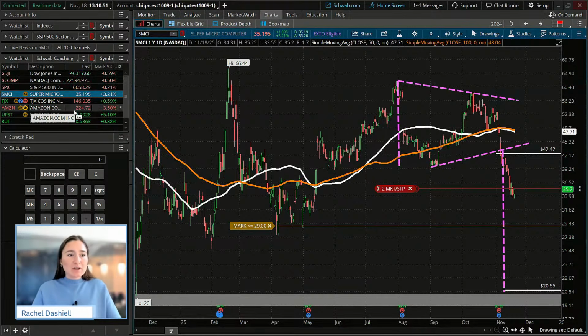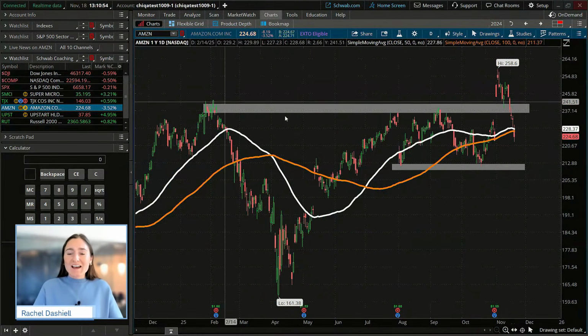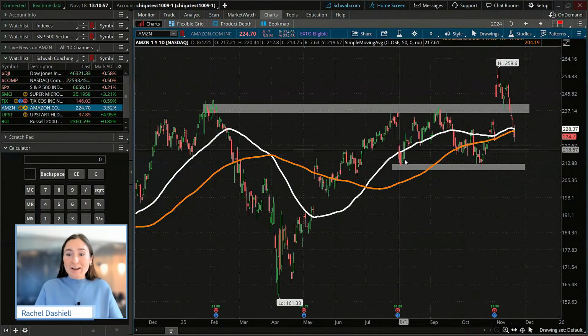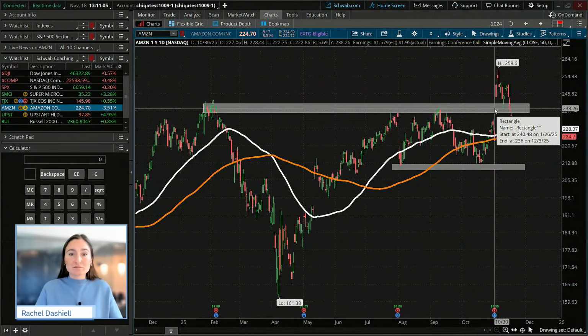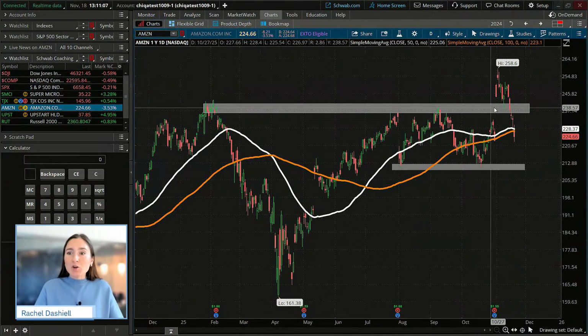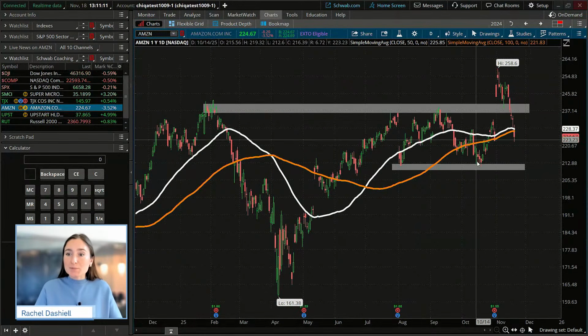So I'm going to look at Amazon here. Amazon has been one of those that really was range bound for quite some time and then gapped above its former highs after that earnings announcement roughly 3 weeks ago, and then almost made the measured move to the upside from the depth of this pattern.